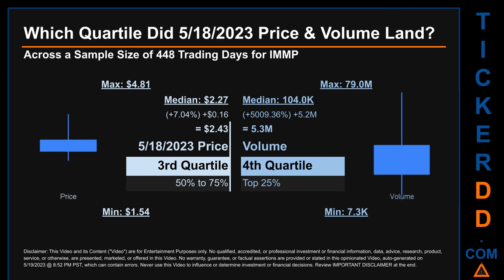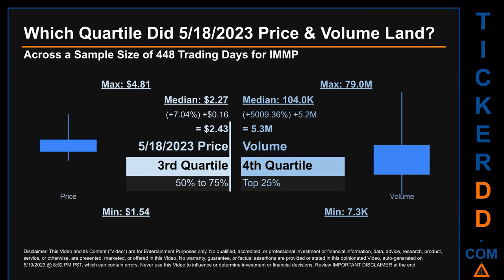The day's volume landed within the fourth quartile, marking it within the top 25% of all sampled daily volume, which saw a max daily volume of 79 million and a minimum of 7.3 thousand. Quartiles tell us about the spread of a data set by breaking that data set into quarters, just like how the median breaks the set into half.